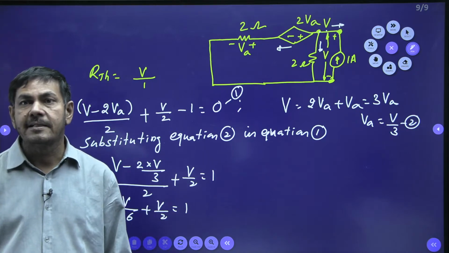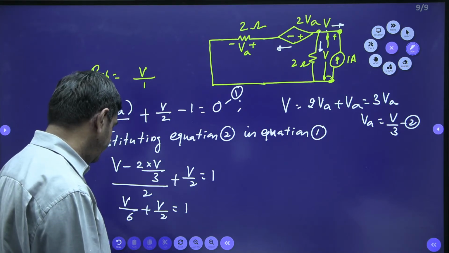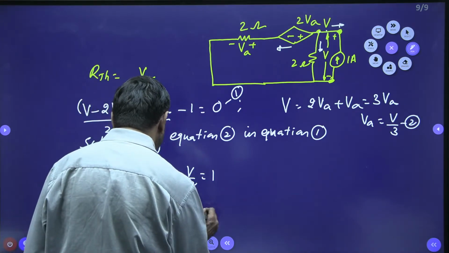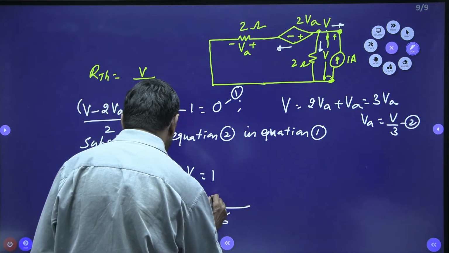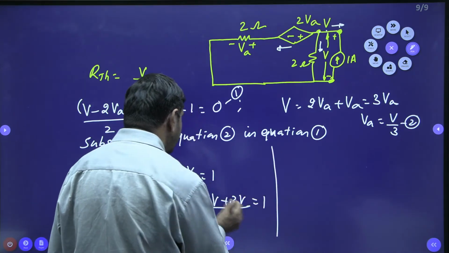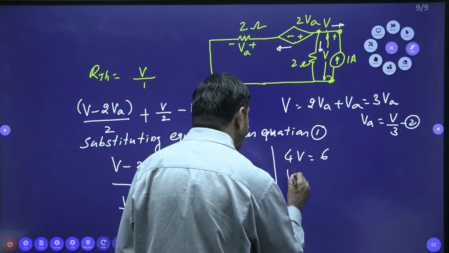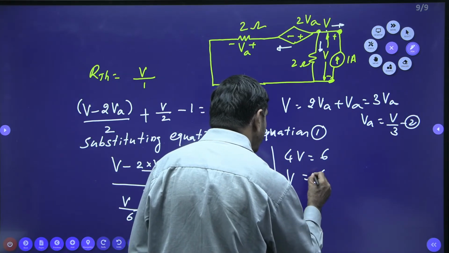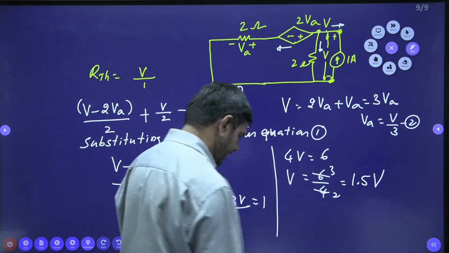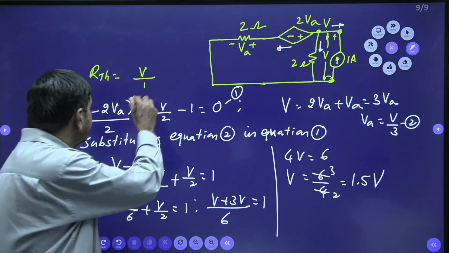Take the LCM, 6. We get V plus 3V, that equals 6 into 1. So 4V equals 6, and V equals 6 by 4. Cancelling the common factor of 2, the voltage is 1.5 volts. By using this voltage, we can determine RTH.